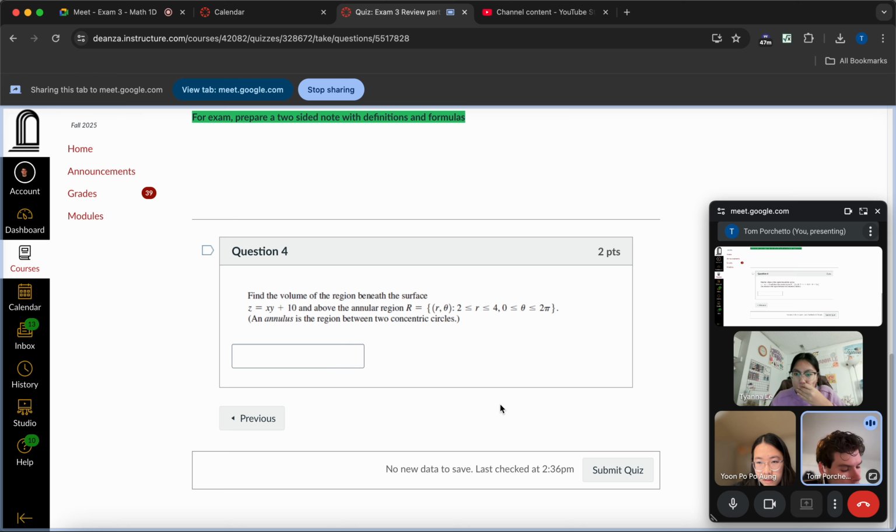From 2 to 4, yeah, but then the bounds of the inner integral are with respect to r, so it's 2 to 4, and then we have the bounds with respect to d theta, so with respect to theta basically, which is from 0 to 2 pi.